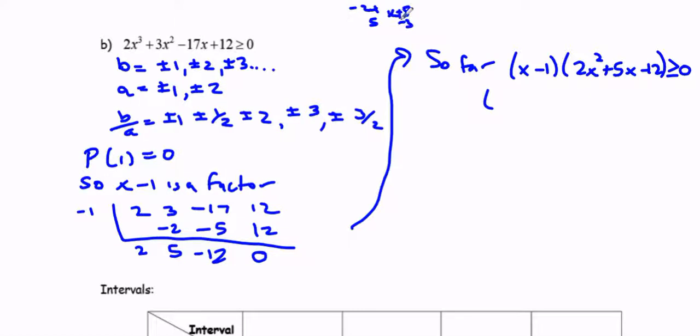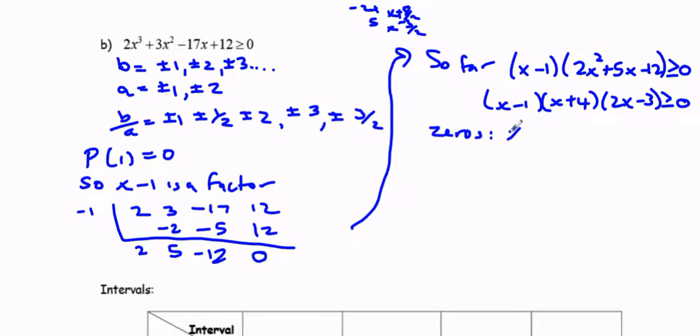Those are temporary factors, so (x plus 8) over 2, and (x minus 3) over 2. So I end up with x minus 1 is the first one, x plus 4 is the next one, and 2x minus 3 is the next one. And all of that has to be greater than or equal to 0. So my zeros of this polynomial function are x equals 1, x equals negative 4, and x equals 3/2. All right, so that's what I'm working with here.